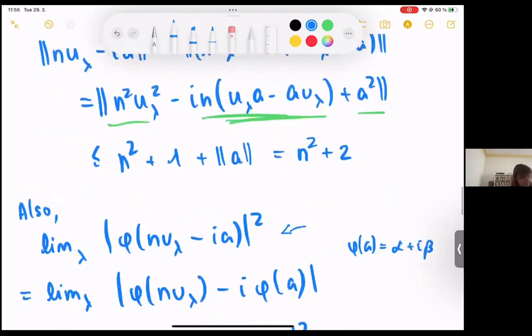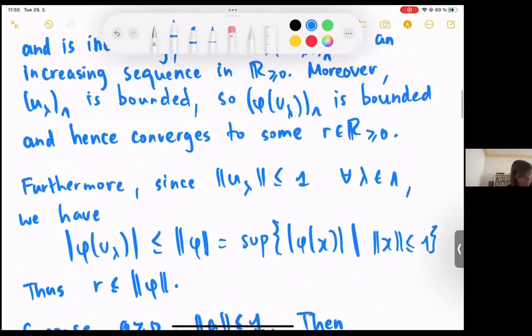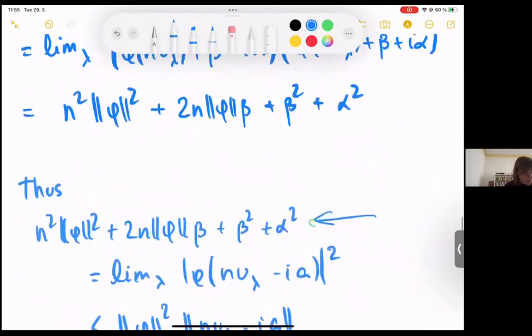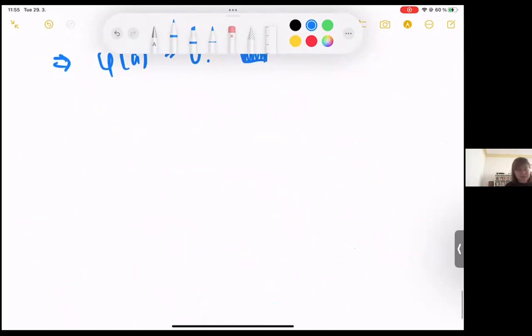Okay, so now we have this nice criterion for when a linear functional is in fact a positive linear functional. This will come in quite handy, especially in the unital case, when all we need to do is check that phi of 1 is equal to the norm. Okay, so we get a nice corollary, which is to say that whenever we have a non-unital C-star algebra, then any positive linear functional has a unique extension to the unitization.